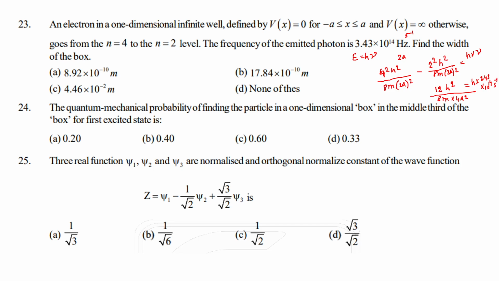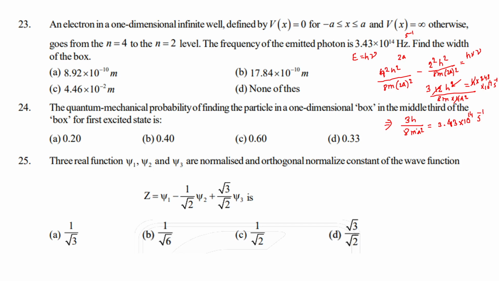Hertz is second inverse, so obviously you can cancel this h once. So you have 12h, and actually you can divide this by 4. So you have 3h by 8m a square equals 3.43 into 10 to the power 14 second inverse.